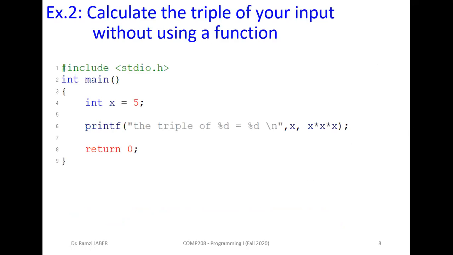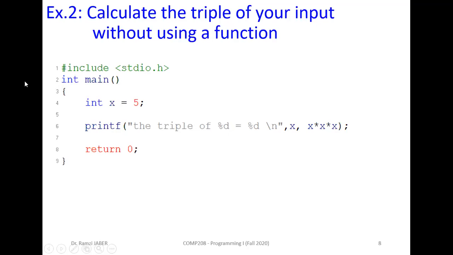Example here. Calculate the triple of your input without using a function. Simple code. Very simple code. Include standard input output .h, int main, int x equal 5, printf, the triple of %d equal %d. The triple of x equals x times x times x. Okay? Return 0. Finish.